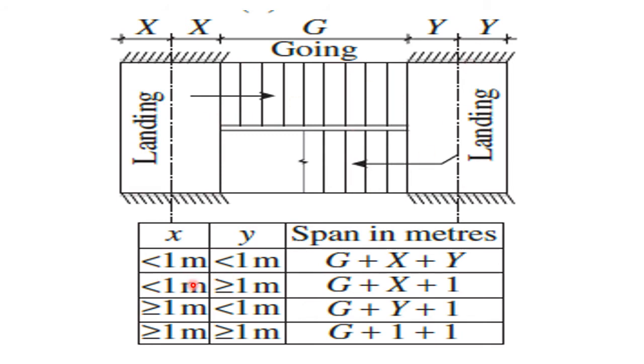If x is less than 1 meter and y is greater than or equal to 1 meter, then we are going to consider the span as g plus x plus 1. If x is greater than or equal to 1 meter and y is less than 1 meter, then the span we are going to take is g plus 1 plus y. Then if x is greater than or equal to 1 meter and y is greater than or equal to 1 meter, then we take the span as g plus 1 plus 1. This is how we have to take it.